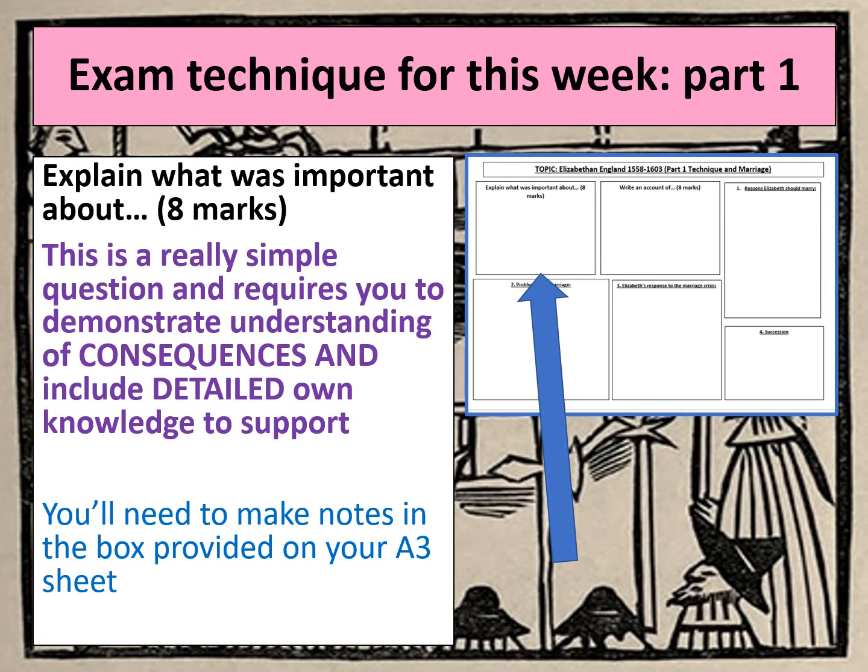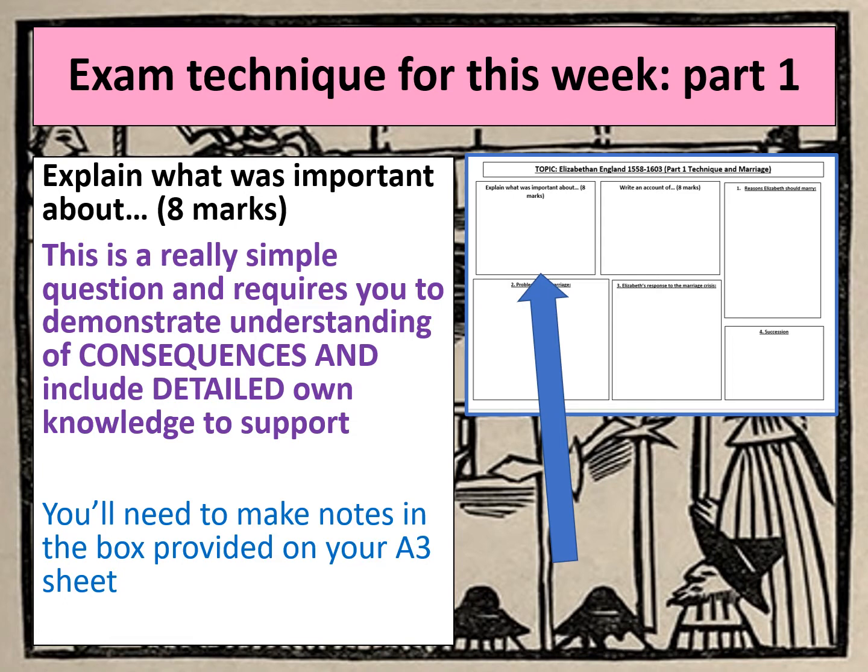Now, both questions on Elizabeth are quite simple knowledge questions that require you to write 2 paragraphs about something. So the first question you're going to be introduced to this week is explain what was important about. As it says here, this is a really simple question and requires you to demonstrate understanding of consequences and include detailed own knowledge to support. So it might be explain what was important about.